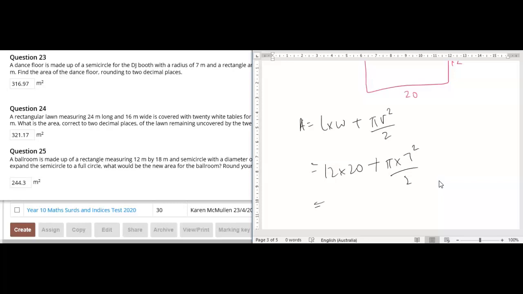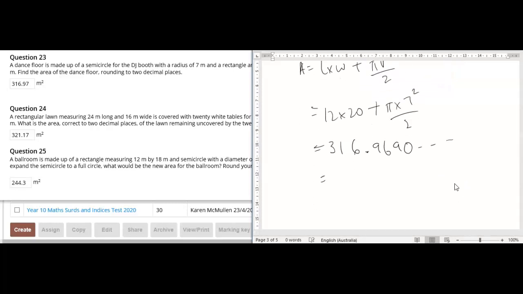Okay, pi times 7 squared divided by 2. All right, so we've got 316.9690 blah, blah, blah. We have to do this to 2 decimal places. So to 2 decimal places, it would be 316.97. Now, see how I've rounded at the end?